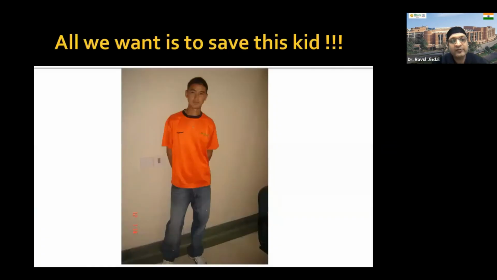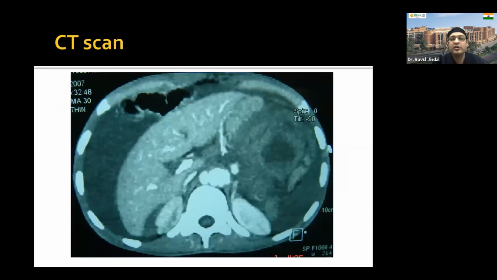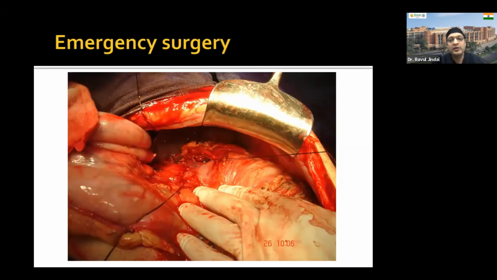I'll present one case. A young boy came a few years back with shock and cardiac arrest in the emergency, a 19-year-old in 2007. Very interesting case. The CT scan showed a ruptured splenic artery aneurysm. He was rushed to the theater, bleeding was controlled, and splenectomy was done. As you can see here, the patient stabilized and survived.